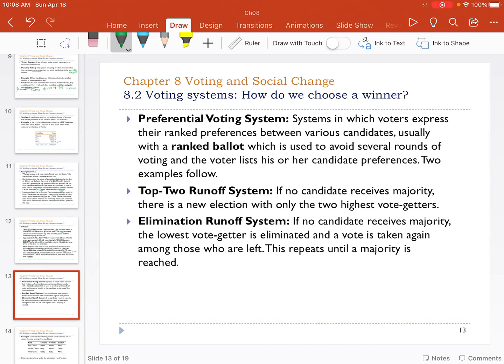Okay, let's shift gears here and go to preferential voting systems and see what that's all about. Let me take a look at some of my notes here. Systems in which voters express their ranked preferences between various candidates, usually with a ranked ballot, which is used to avoid several rounds of voting. Remember when I talked about the 100 ballots that were taken in a convention? I don't remember what party it was, but it was somewhere in the early 1900s in the heat and in the non-air conditioned buildings, and it took 2 weeks to finish a party convention that normally takes 4 days.